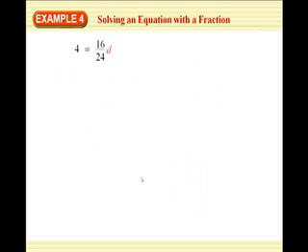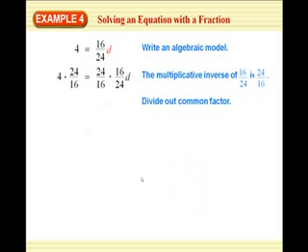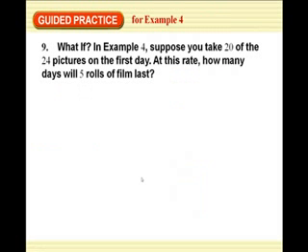And they may have done it a little different, but I think it's right. 4 rolls of film. Let's see what they get. Yep, they did. Yay, I got it right.